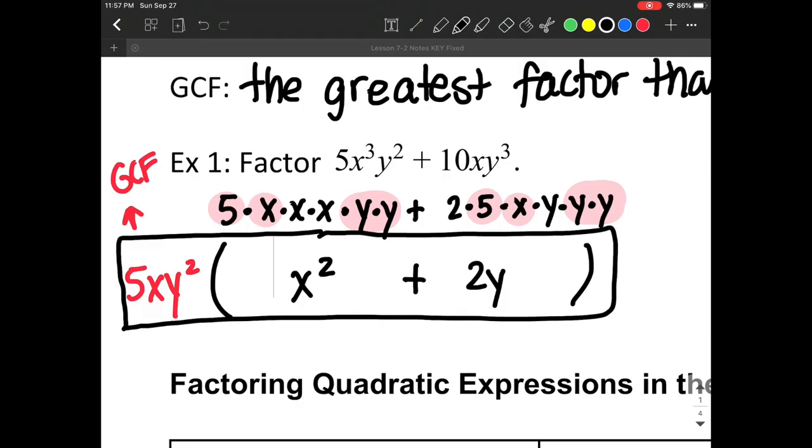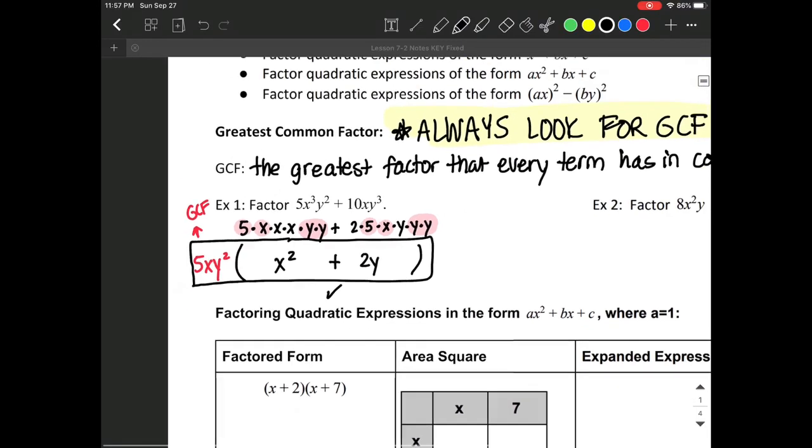Sometimes I don't take out the right thing. Sometimes I make a mistake with my GCF. But if you look inside of your parentheses and the two terms share nothing in common, you did it right. X squared and 2y don't have any factors in common, so we did it right.